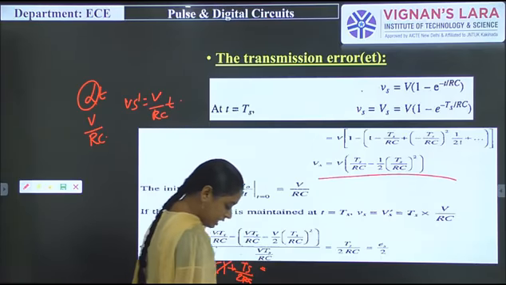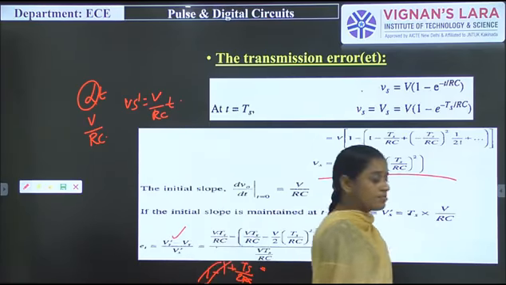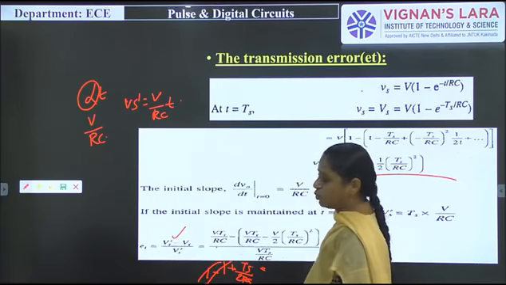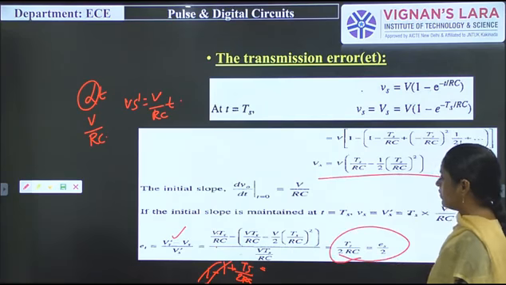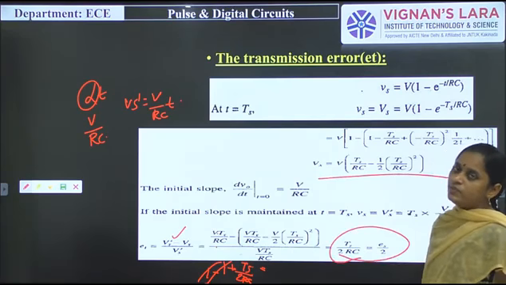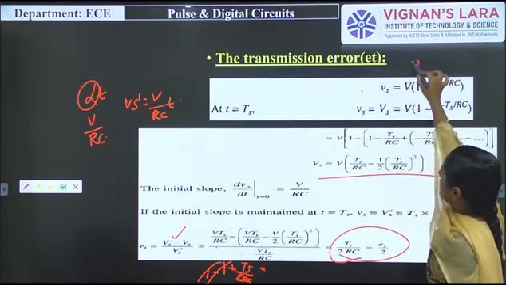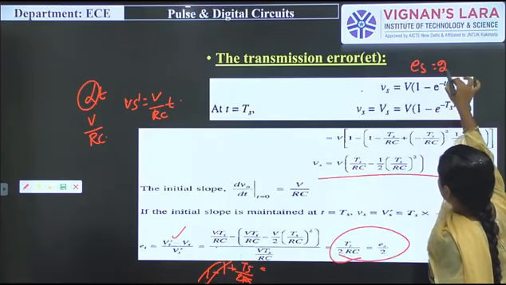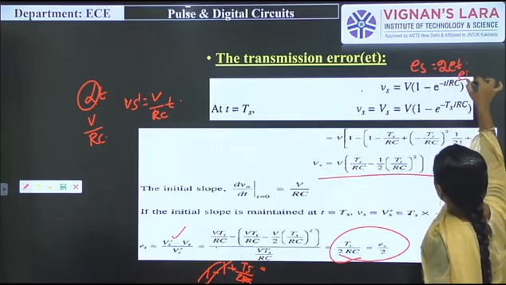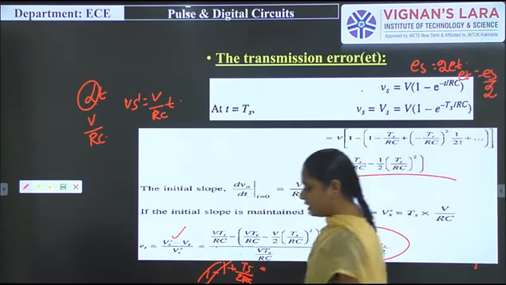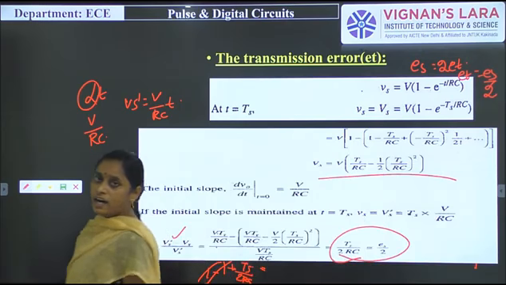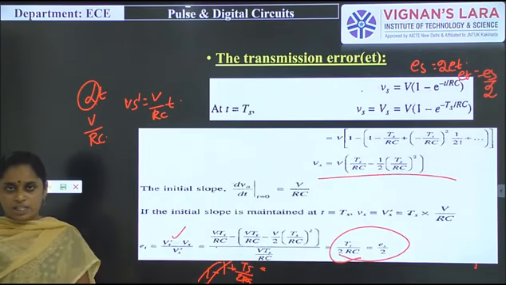So what is the equation for Es? Es is equal to Ts by Rc, but here we get Ts by 2 Rc. Simply we have to say that Ts by 2 Rc is equal to Es by 2. Simply we have to write like this, the sweep error Es is equal to 2 Et, or Et is equal to Es by 2. So that is about the transmission error at the output of this exponential sweep circuit.